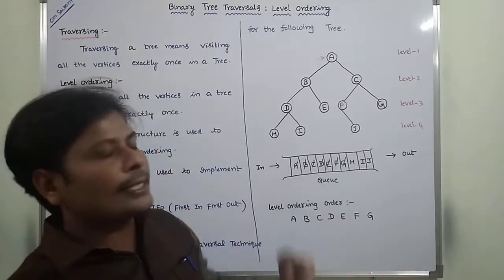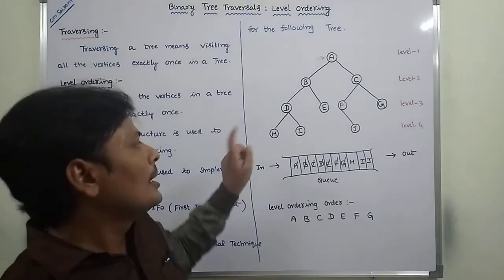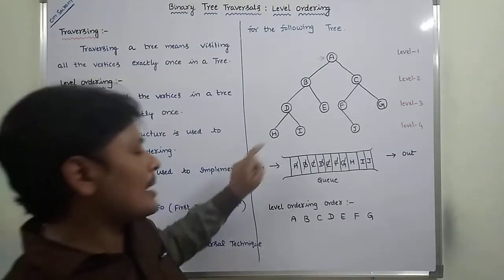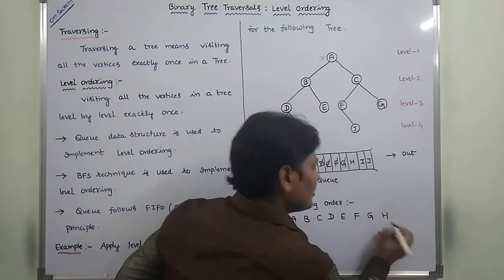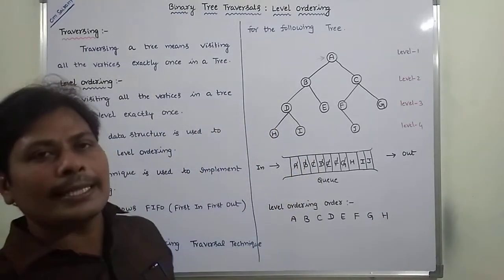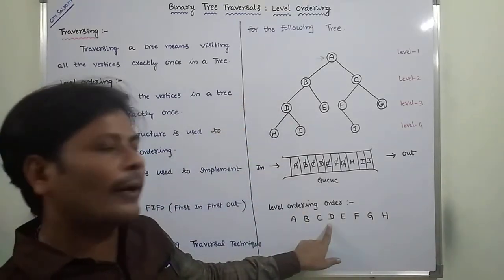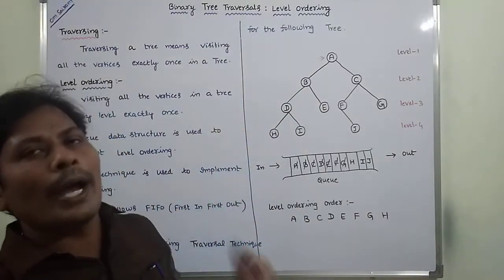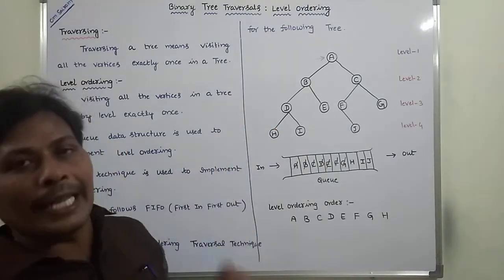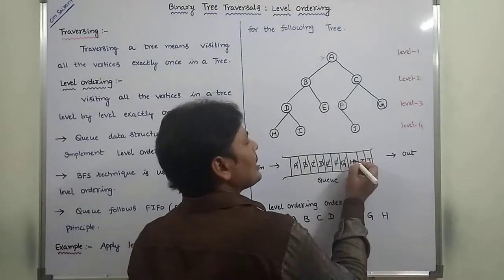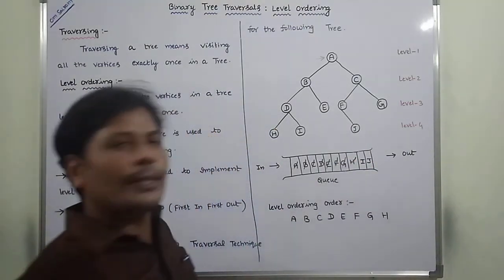Next vertex is H. At first H is visited. Next, what are the adjacent vertices of H? Only D is there. D is already visited. So there are no adjacent vertices except D. So now H is removed from the Q.